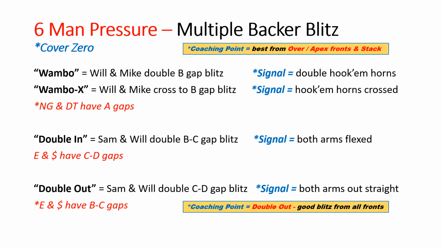Weak side we'll do wambo, again, Will and Mike, B gap, wambo X, they're going to cross. And then last, we can go double inside with our two outside backers, our Sam and our Will, or we can go double outside with our Sam and our Will.